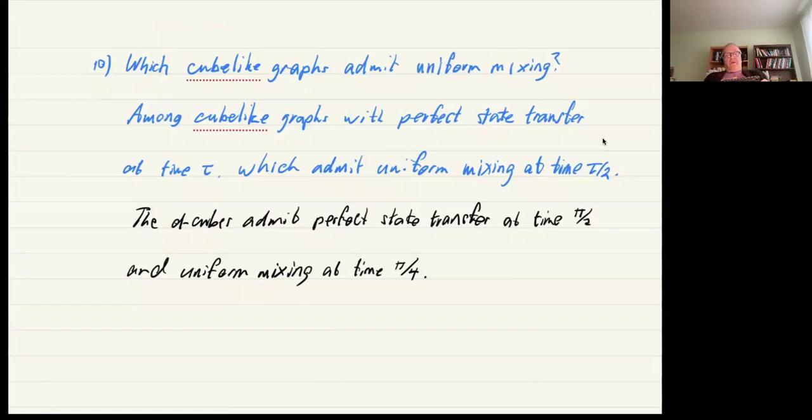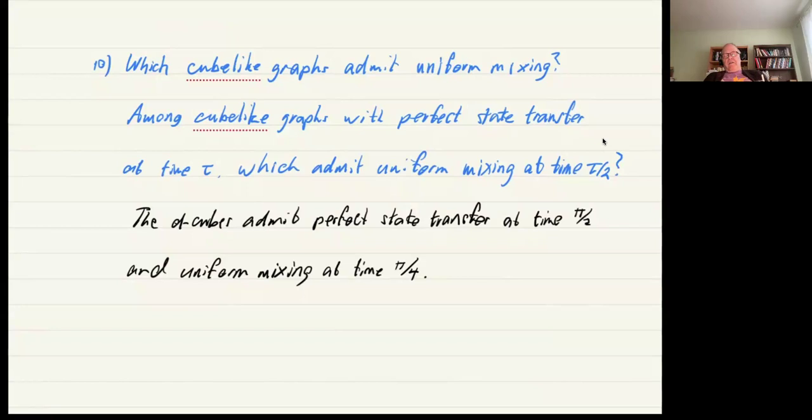That's probably too vague a question to be really good. Among the cuboid graphs with perfect state transfer, you can ask a more precise question. If you've got a cuboid graph with perfect state transfer at some time tau, does it admit uniform mixing at time tau over 2?